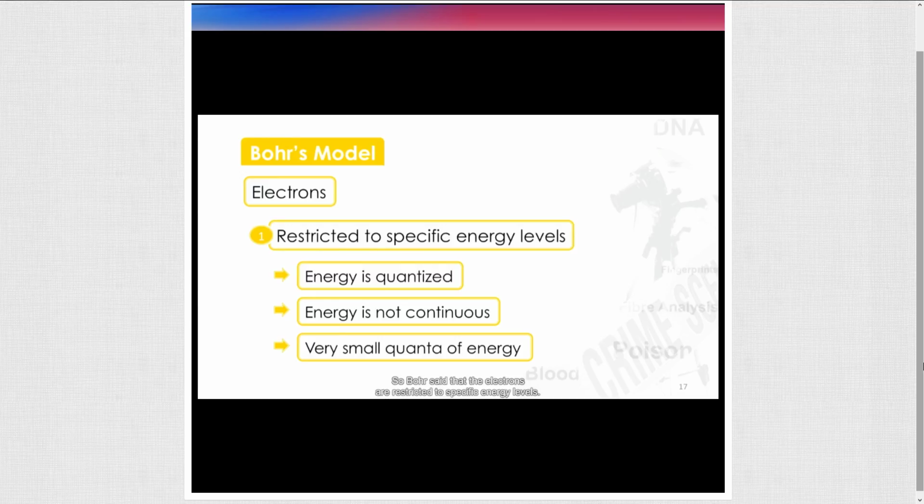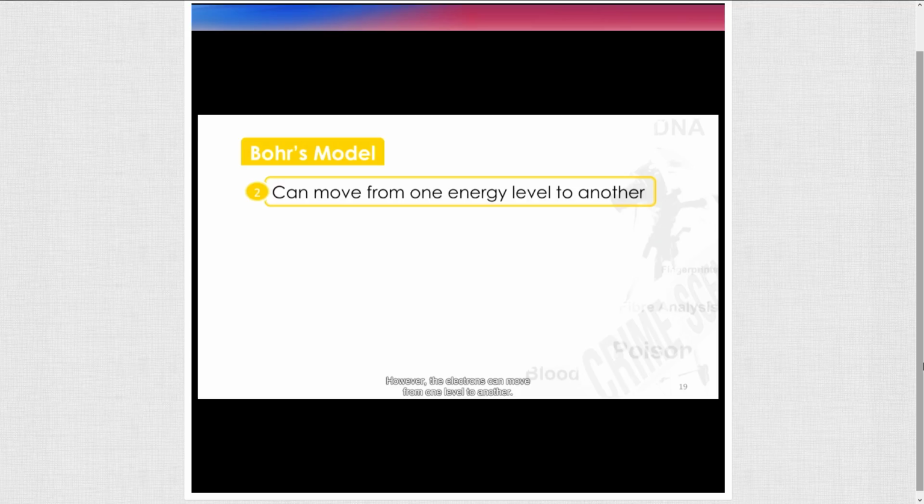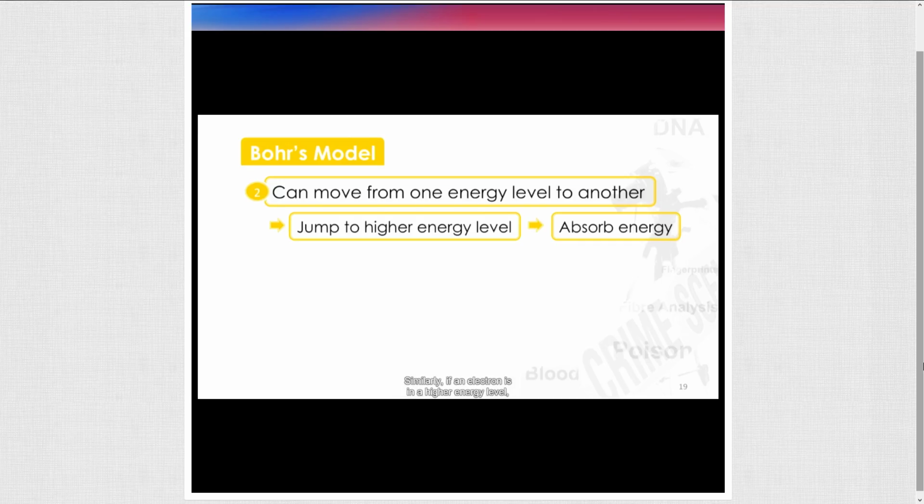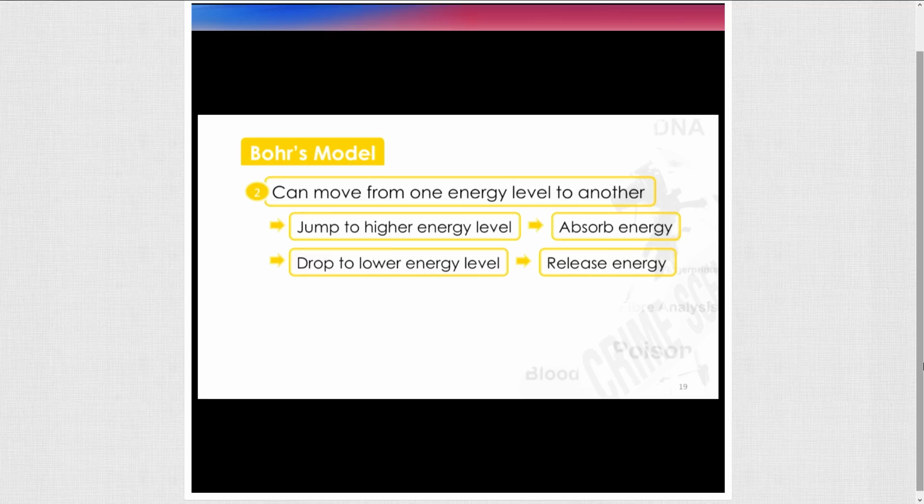So Bohr said that the electrons are restricted to specific energy levels. However, the electrons can move from one level to another. For instance, if the electron is provided with sufficient energy, then it can jump up to a higher energy level by absorbing that energy. Similarly, if an electron is in a higher energy level, it can drop down to a lower energy level and release that energy.